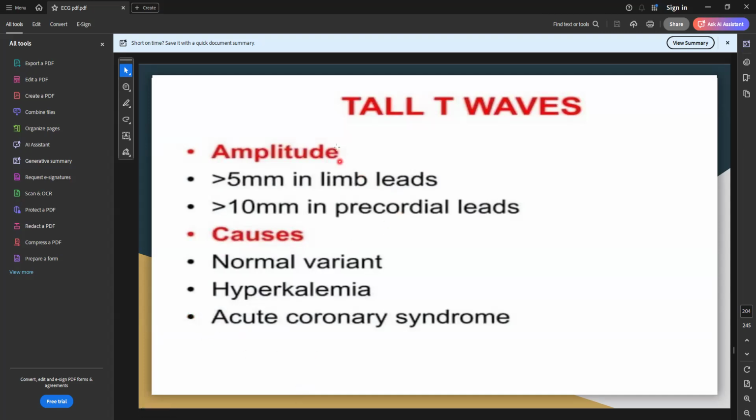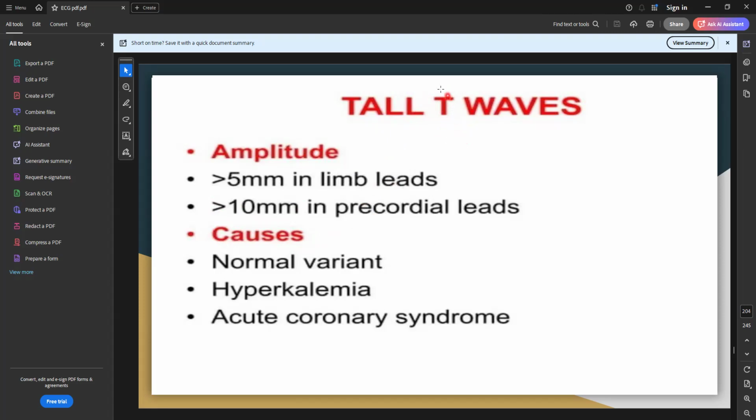As I told you, when T waves are diagnosed as tall, their amplitude will be more than 5 millimeters in the limb leads, whereas in the precordial leads, it should be more than 10 millimeters. Then only you can say that the T waves are tall. What are the causes of a tall T wave? Sometimes it can occur in normal patients also.